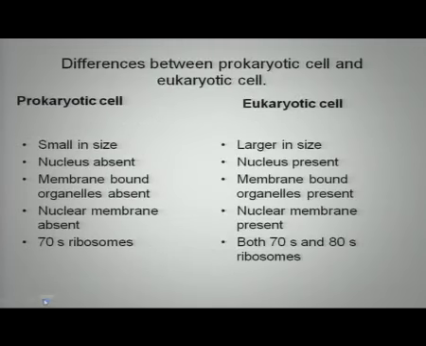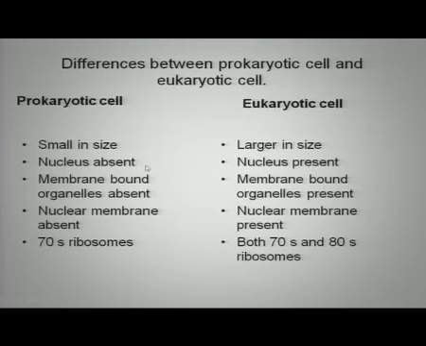Now, coming to the differences between a prokaryotic cell and a eukaryotic cell. A very important question. We have to distinguish these two different types of cells based on some specific characters. Here you can see the differences. Prokaryotic cell is comparatively smaller in size and eukaryotic cell is larger in size.